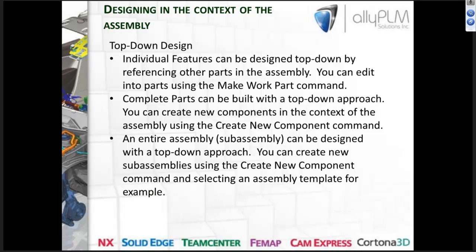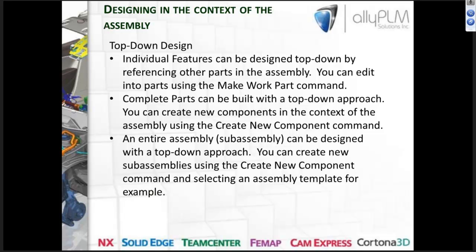Just a little bit about top-down design in general. I know this is a wordy slide, but generally what we're looking at is referencing or modeling in the context of the assembly. While we're in the context of the assembly, we can reference background components to assure fit. You can edit into parts using the make work part command. There are three areas I listed here. You can edit and do individual features by referencing those and doing it in the context of the assembly. We can do complete parts from top to bottom, meaning to finish the model. And we can create the new component using the create new component command.